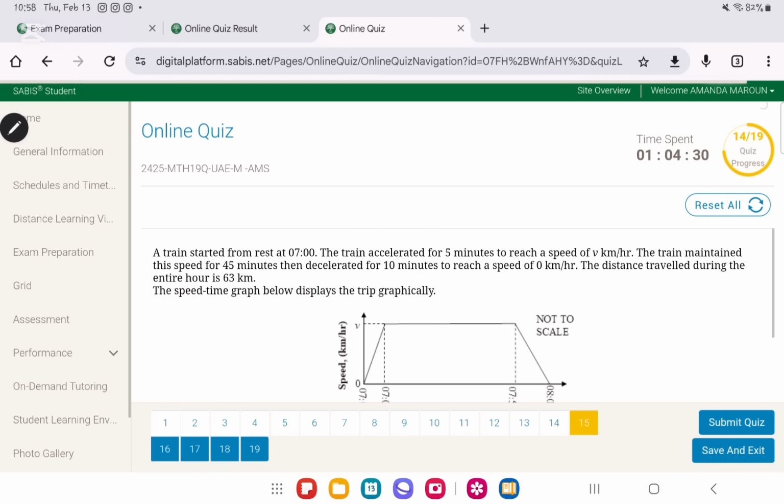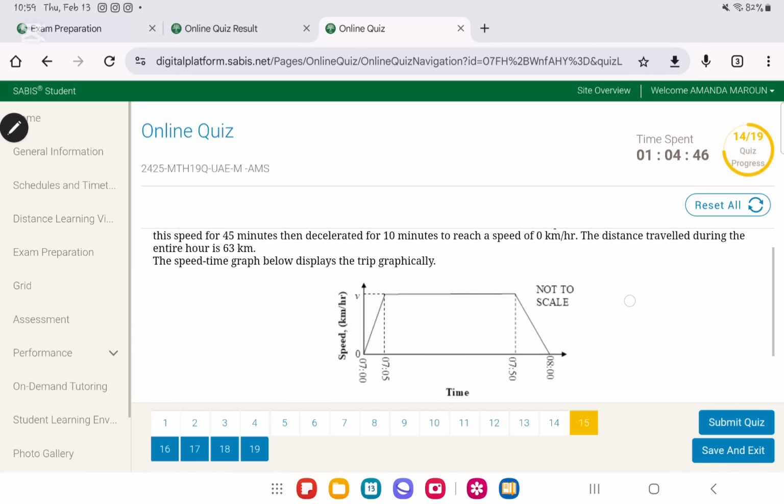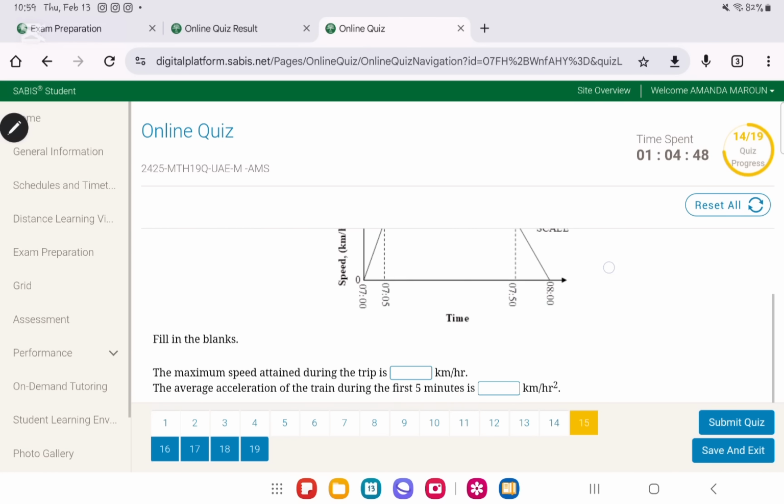We move on to question number 15. A train started from rest at 7 o'clock. Okay, whatever. Here, all you need to pay attention to is the distance traveled. So the distance traveled is 63 kilometers. They need the maximum speed attained during the trip.